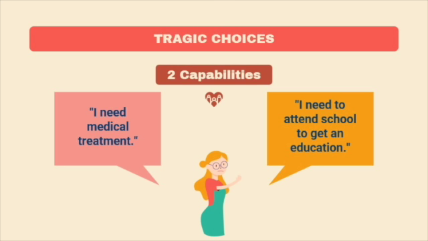With capabilities comes tragic choice, a situation where an individual has to choose between two capabilities, both of which are essential for preserving human dignity. For example, having to choose between getting necessary medical treatment and attending school. In this case, the person is forced to choose between bodily health and sense, imagination, and thought.